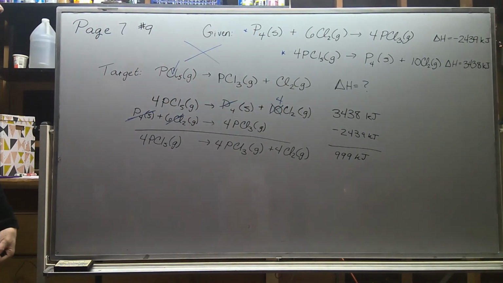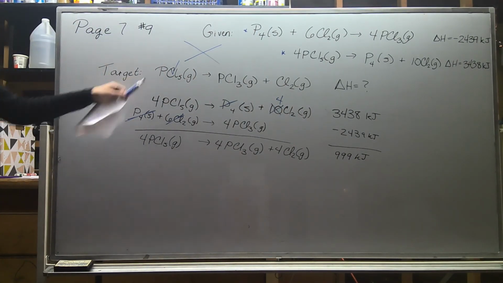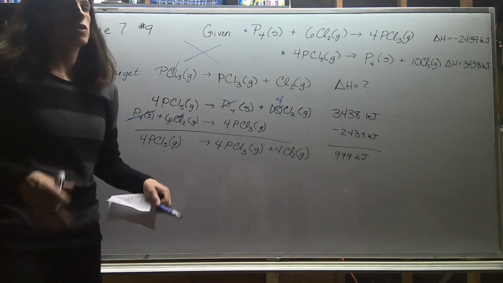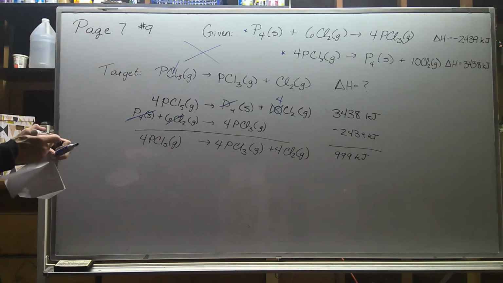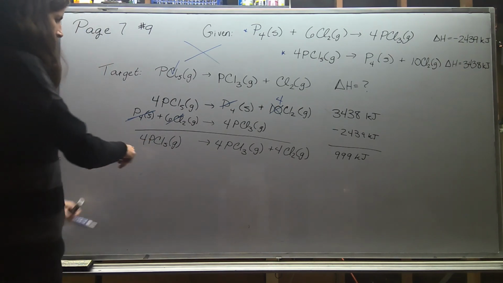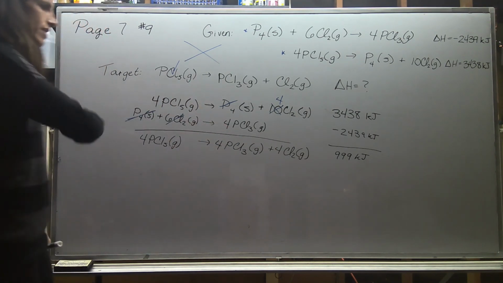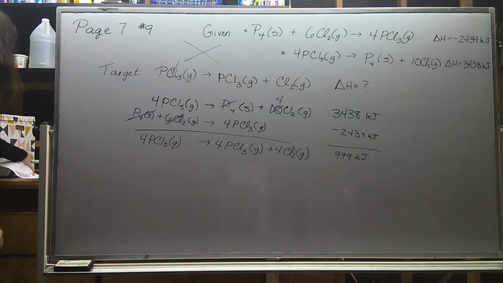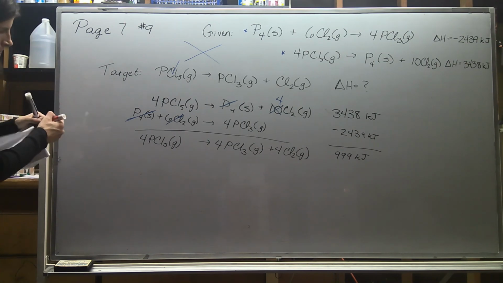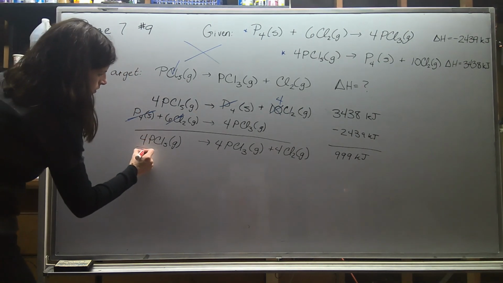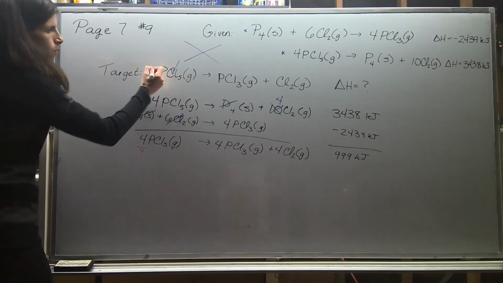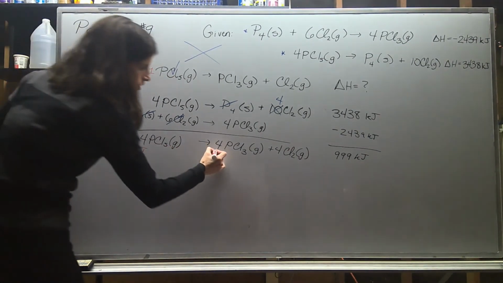At this point, let's see how we're doing. Our target looks very, very similar in terms of the species. The only thing I would say is we have different coefficients. There's a 4 here and a 1 here. So let's just divide this whole thing by 4 so that it matches. 4 divided by 4 is going to give us that 1 that we know is there. So then it matches.